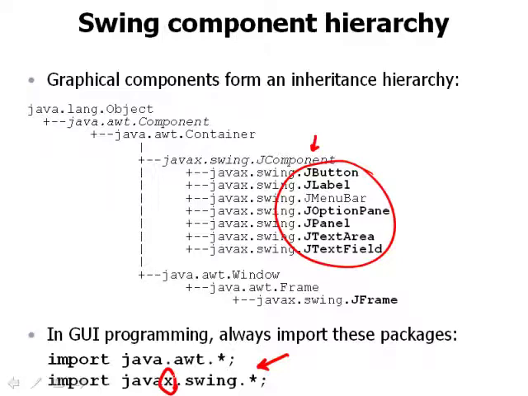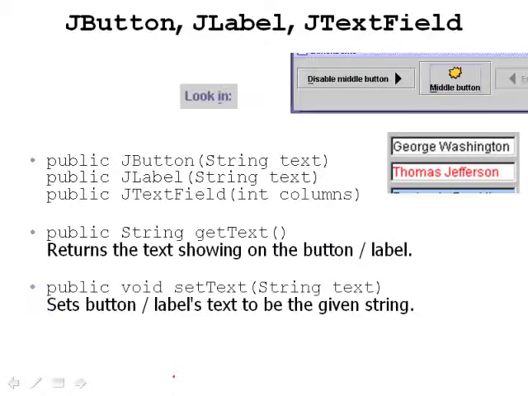So if we want to pop up some of these components, let me show you a few of them and how they work. The three that we'll play with today are buttons. This is a JButton here. This is a JLabel here. And a JTextField are these text boxes right here. And you can construct these by passing in the string of the text you want them to show, or in the case of the text field, you can pass the number of columns wide you want the text field to be.